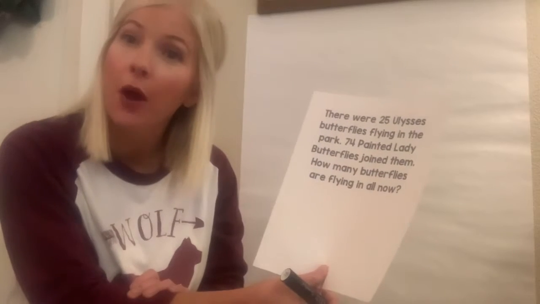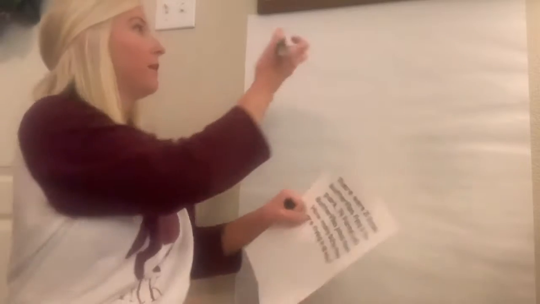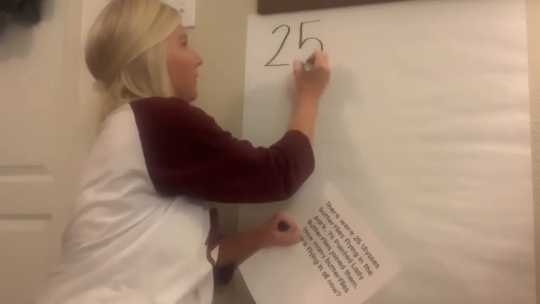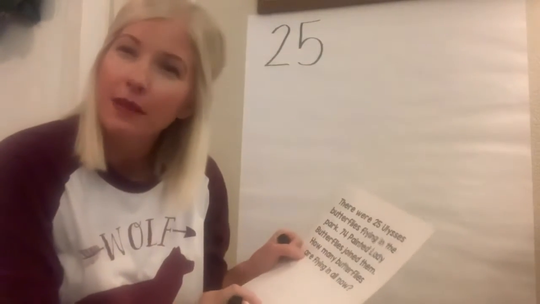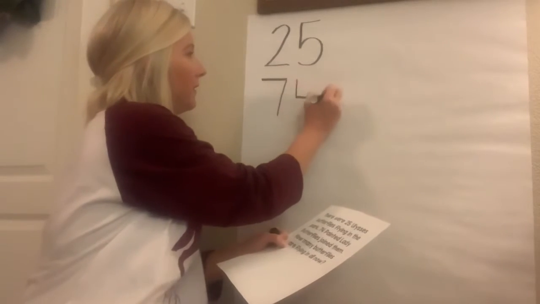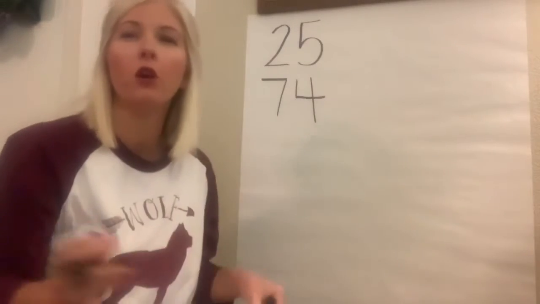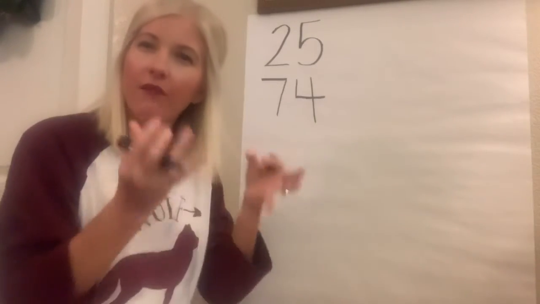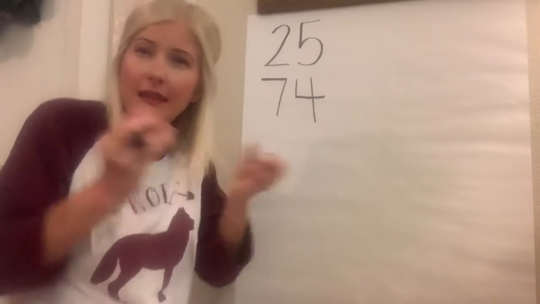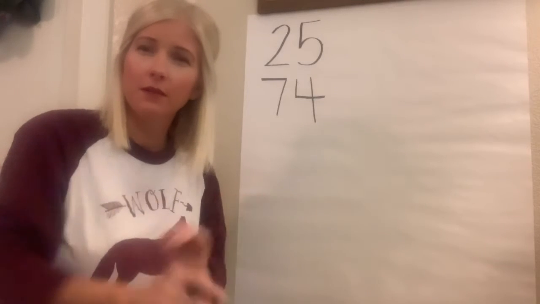So what do we know? We know there are 25 Ulysses butterflies flying in the park, okay? And then how many more butterflies join them? 74, very good. So there's 25 butterflies flying and 74 more join them. If they're joining together and flying together, and we need to find how many there are in all, what do we need to do to solve this?